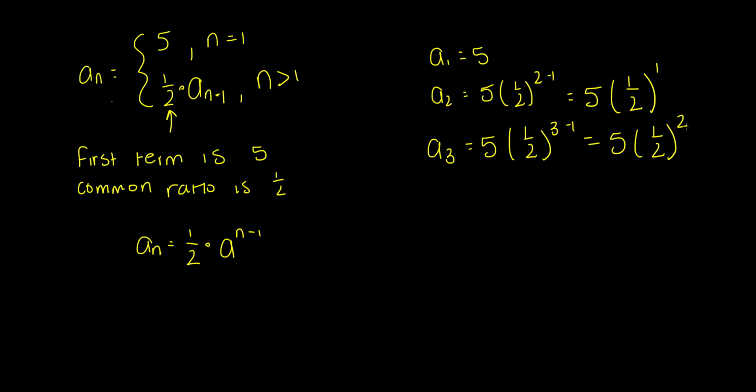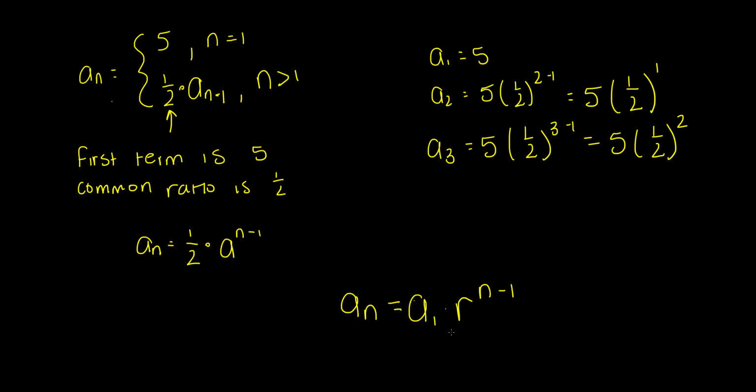So the pattern reveals the explicit definition to be, and this is the explicit definition, so this is the recursive definition with this little curly bracket. The explicit definition would be a sub n equals my a sub 1 times my common ratio to the n minus 1. All right, so there we go. There's our explicit definition.